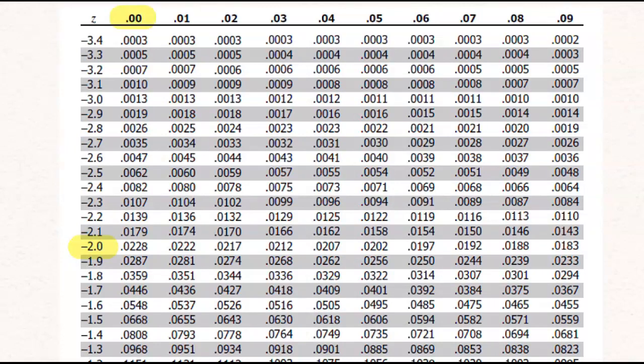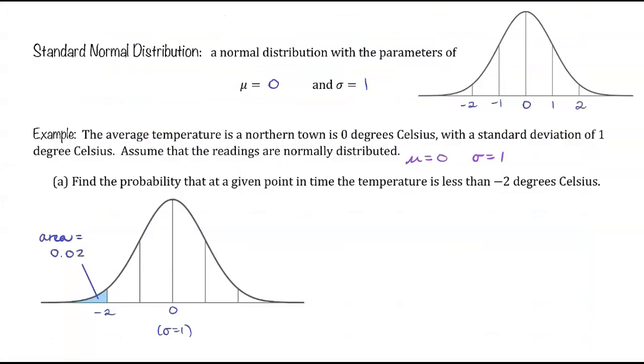Where these two meet, we find a left area of 0.0228. That means that the area under the curve to the left of a z-score of -2 is 0.0228. And because we know the area, we know the probability of the temperature being less than -2.